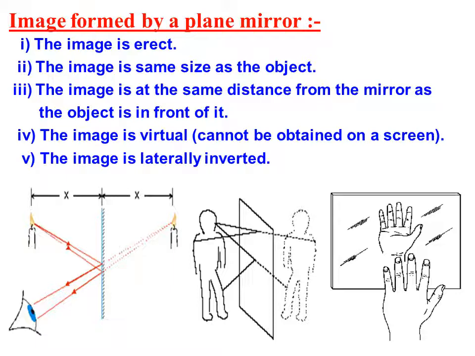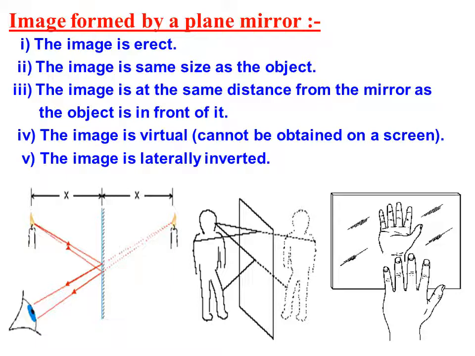That means if the height of the object is 2 meters, then the image formed is also of the same size. It is not that in a plane mirror, if you stand, you will look longer, or shorter. Whatever the size of your body, it will appear the same.